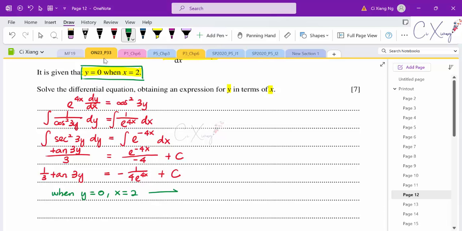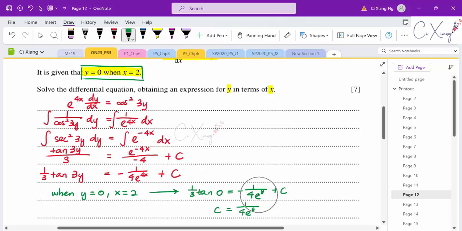And therefore, our equation will become 1 over 3 tangent 0 equals to negative 1 over 4, then e power 4, right? Substitute 2 into the equation here. Should be e power 8, sorry, e power 8, then plus c. Then from here, you actually get your c equals to 1 over 4 e power 8. Okay, because tangent 0 should be 0, right? Then you bring this thing over, therefore this is how you get the constant.